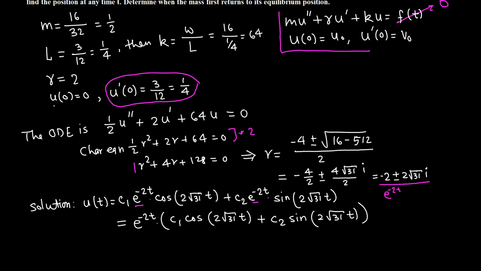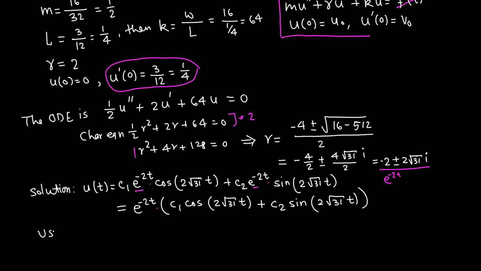So let's see, u(0) is 0. Initial displacement is 0, and since this is 0, we might get one of the constants to be 0. So instead of finding u prime for the second initial condition, let me use this. That might simplify our problem.